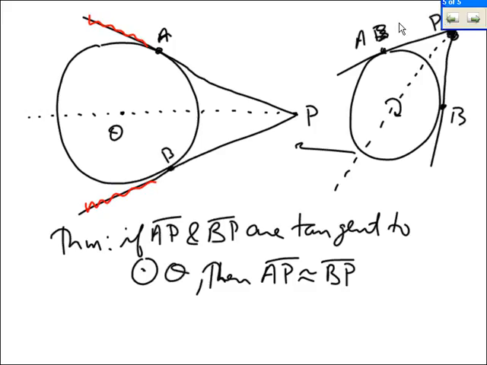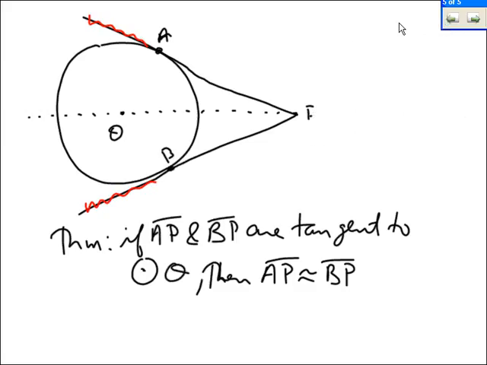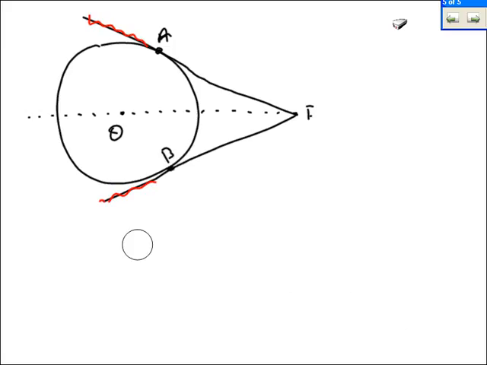But just because we can see something doesn't mean we don't have to prove it. The nice thing about seeing it is you then know how to prove it. Sometimes. At least you know that it is valid. Okay. So now, how would we go about proving that AP and BP are the same length?